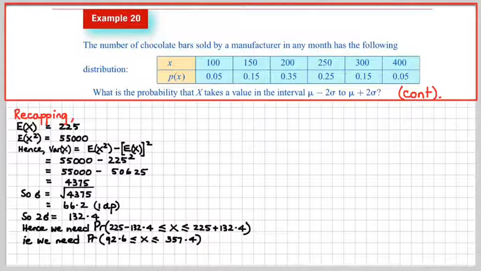There it is. There's mu minus 2 sigma. There's mu plus 2 sigma. And I'm trying to work out the probability that x would fall between 92.6 and 357.4. All right? Now, with this table, guys, here's where I get all riled up and steamed up and hot under the collar. I don't think you can do that. I don't think you can do it at all.